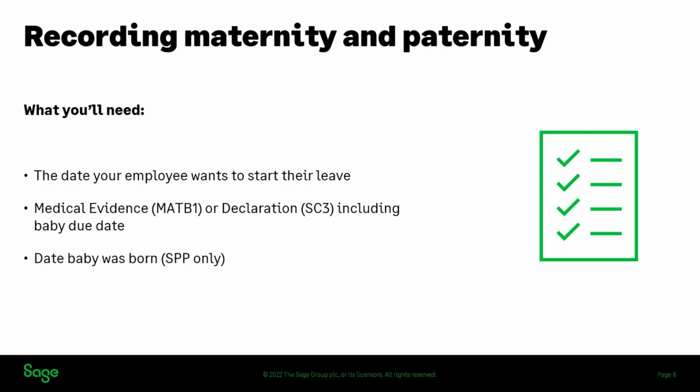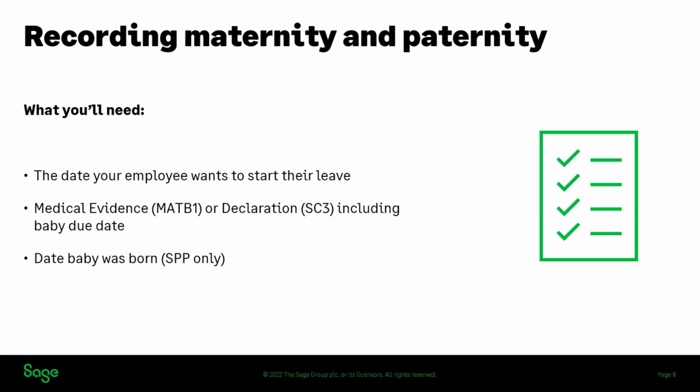So if it's for maternity pay, it's the medical evidence, the MAT B1 certificate, which they'll get from the midwife or doctor. For paternity, it's a self-declaration, which will include the baby's due date. It's form SC3. If you were to search for that on the gov.uk website, it'll give you that form. And in the case of SPP, you also need to know the date the baby was born, because that is the earliest point at which the SPP can begin.